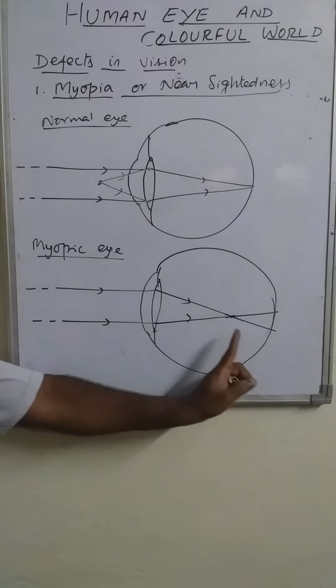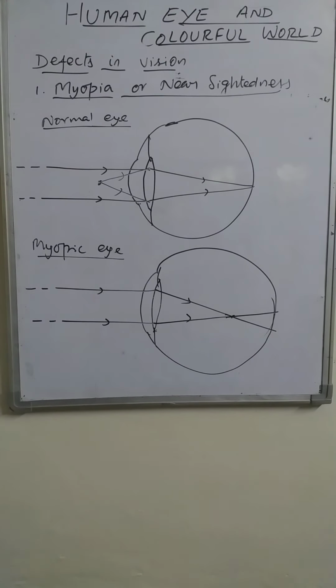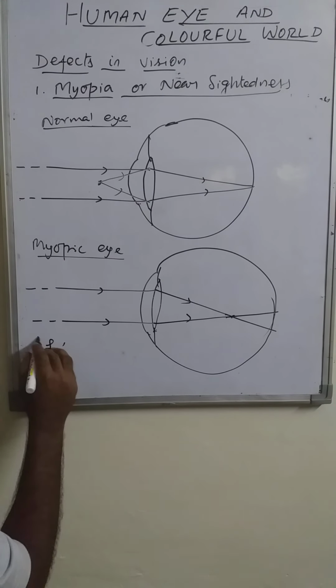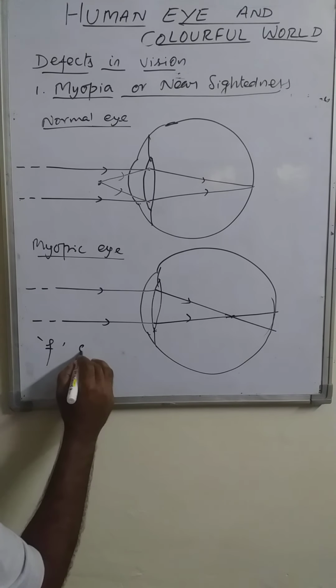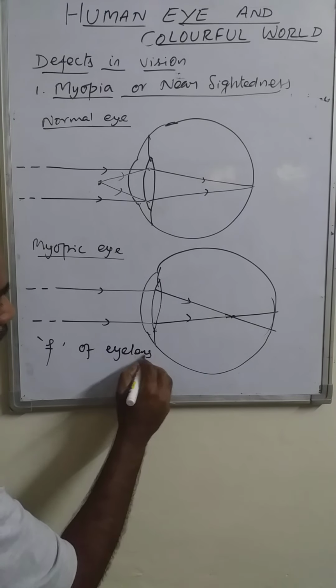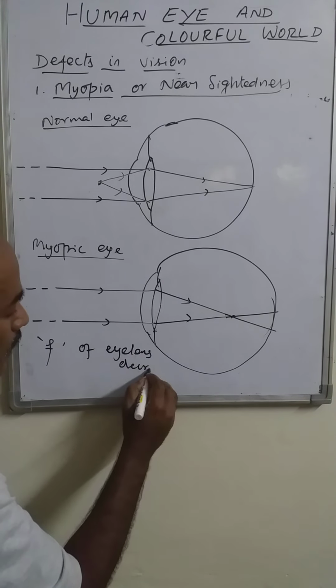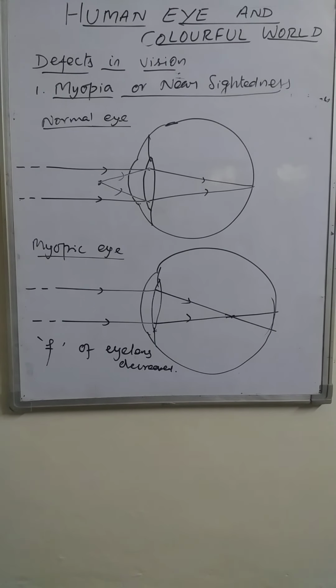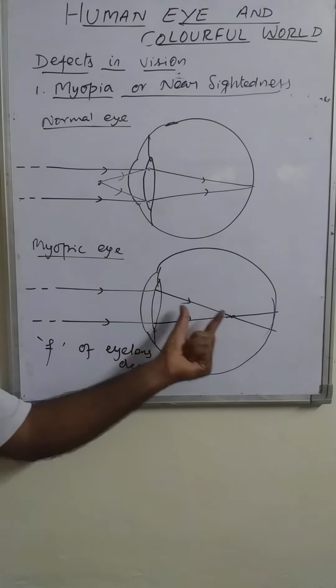So this is the myopic eye. So in myopic eye, what happens? Focal length of lens, f of lens, eye lens, decreased. Otherwise, we can say this is one cause. What are the factors due to which myopia occurs?